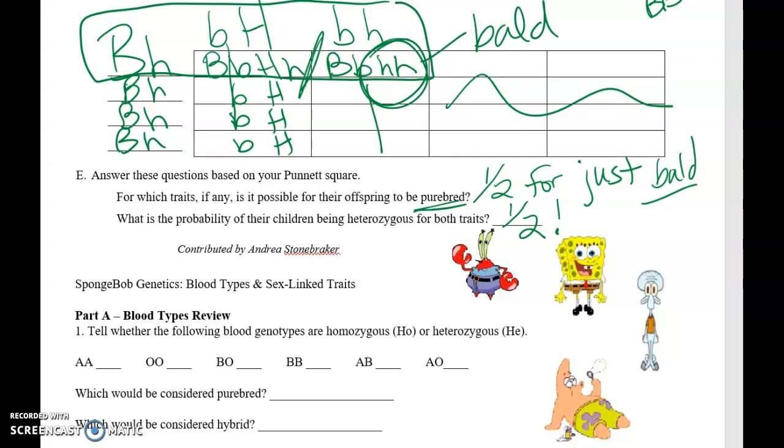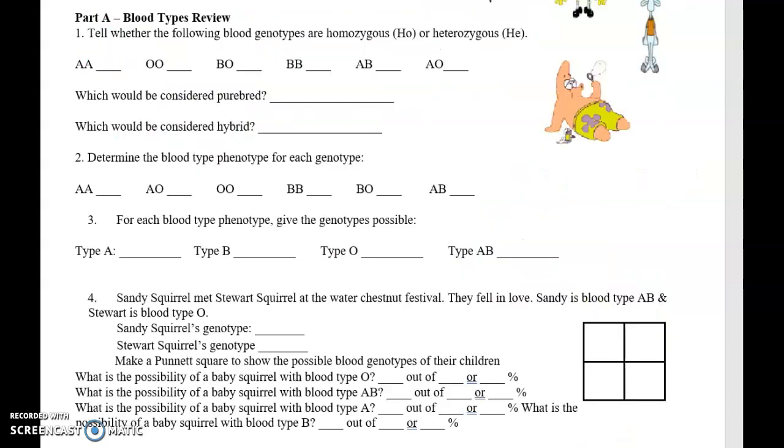What's the probability of their children being heterozygous for both traits? 1 out of 2 total. So it's a 50% chance. As a reminder, homozygous means 2 of the same. Heterozygous means 2 different. Those could be different alphabet letters or different sizes, like capital, lowercase.